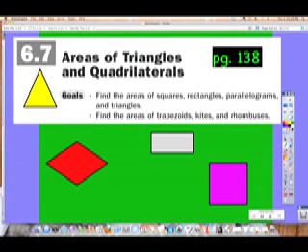Alright, we're on chapter 6, section 7. We're going to talk about the areas of squares, rectangles, parallelograms, triangles, trapezoids, kites, and rhombuses. Oh yeah, if you have your reference sheet, you might want to pull it out today. We haven't used the reference sheet in quite a while though.